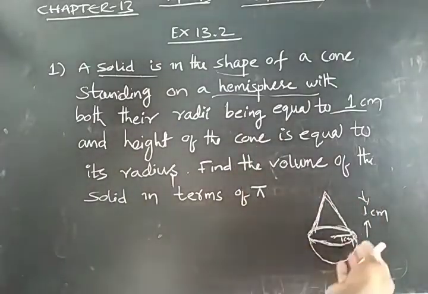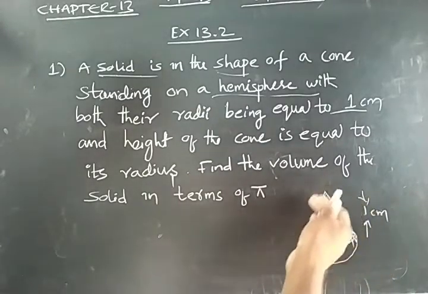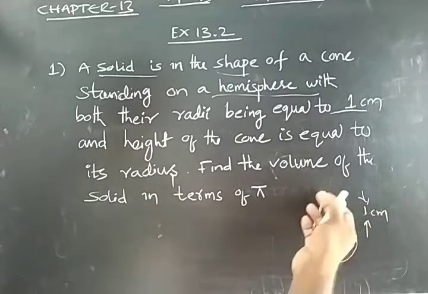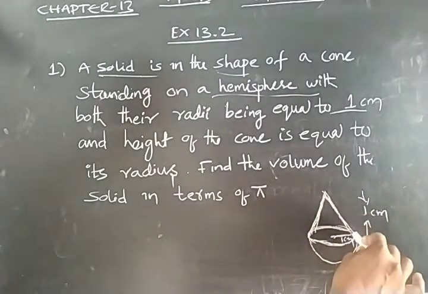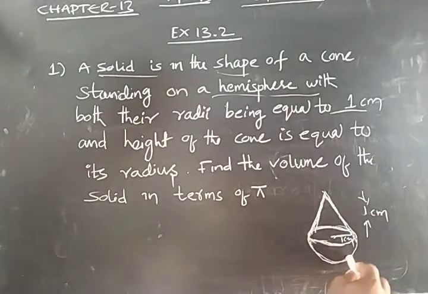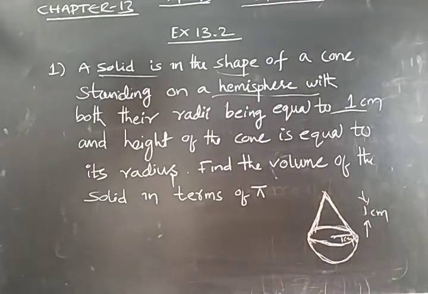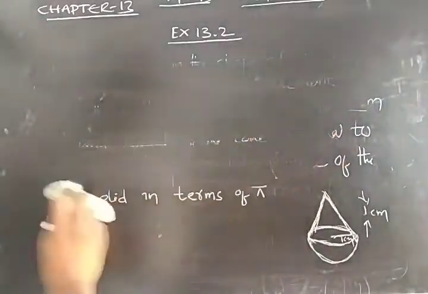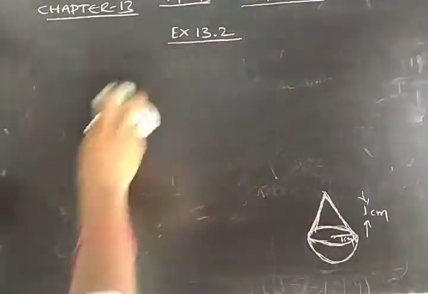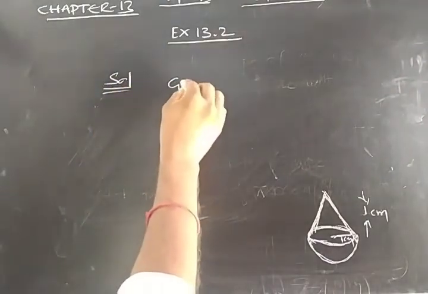According to the question, I drew this figure. Now we are going to find the volume of this total solid. So to find the volume of this total solid, we have to find the volume of cone plus volume of hemisphere. Then only we will get the volume of the total solid. Okay, right. Now let us write what is the given information in the question before solving this.